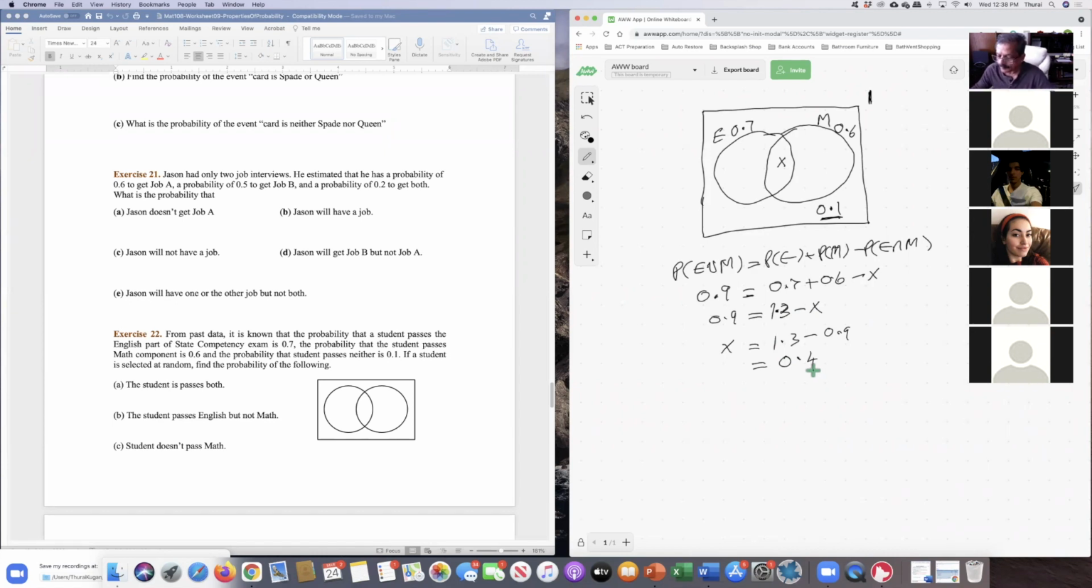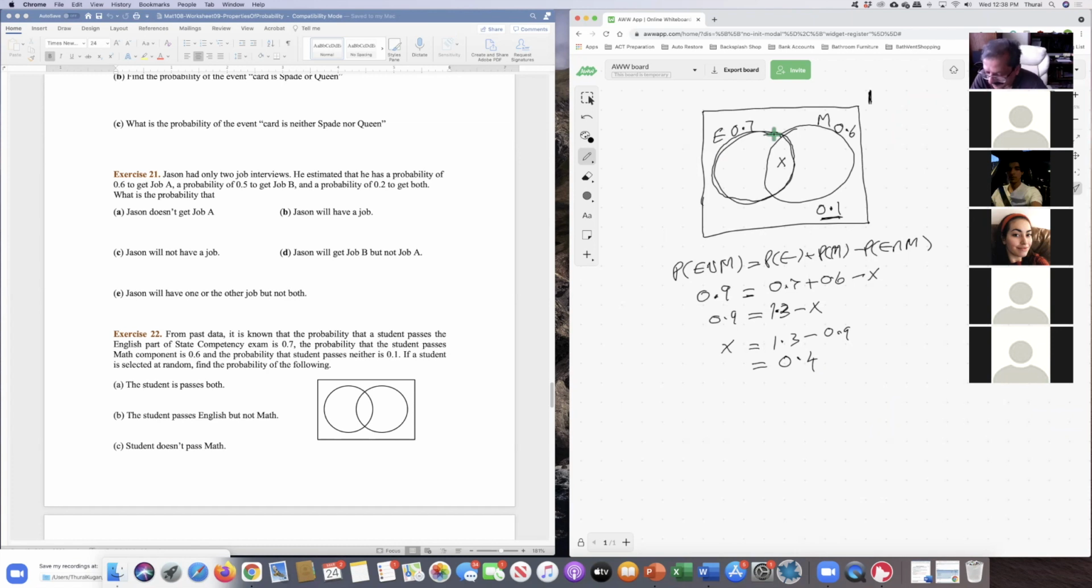Yeah, that's one way. Once you find the intersection, you can find the left side of the E and the right side of M. Another way is to apply the same method I just used in the previous problem. Since the E union M has 0.9 probability, and this part is equal to 0.7, I can find the right side of M. What is it? 0.2.